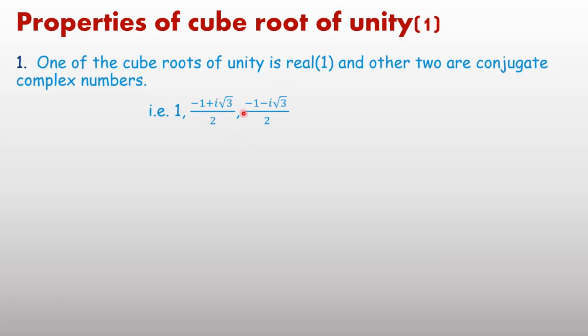Conjugate of this complex number is the second, and conjugate of the second is the first. Because you know conjugate of a plus ib is a minus ib, then conjugate of a minus ib is a plus ib.